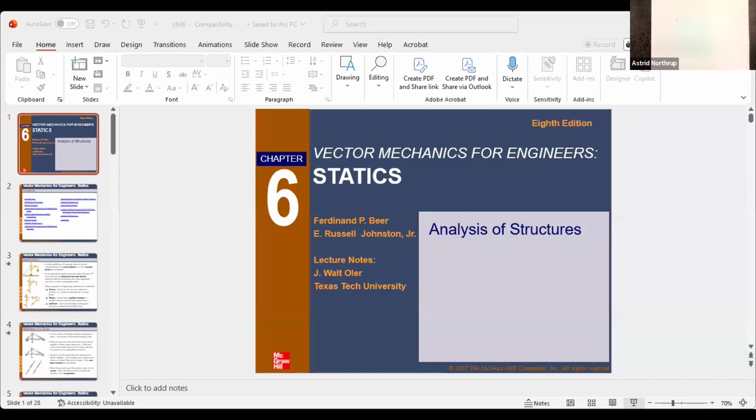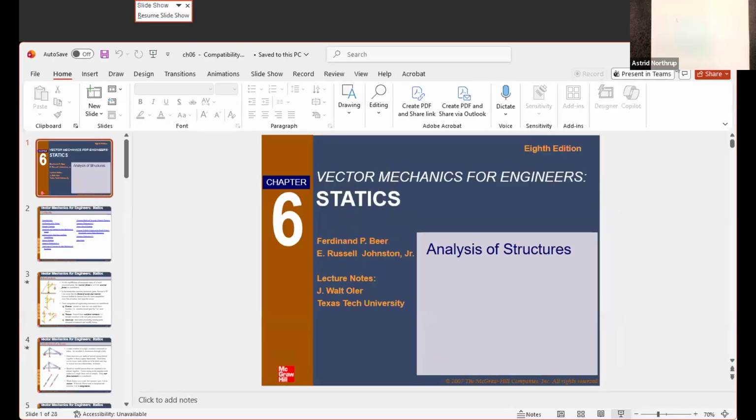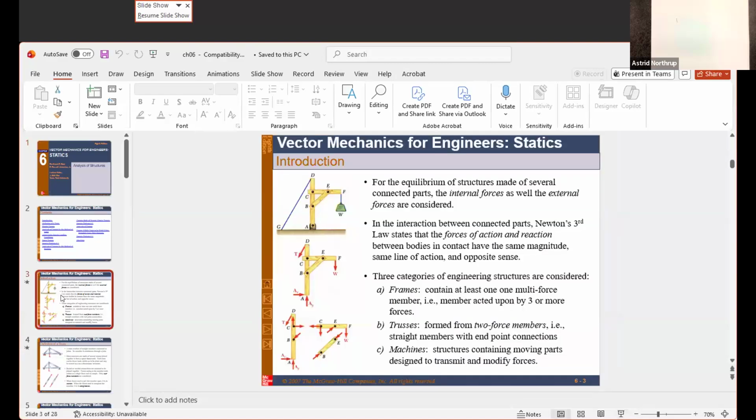So when we start talking about the analysis of structures, we already know that in order for something to sit still, you need to have the summation of forces in the x direction equal to 0, the summation of forces in the y direction equal to 0, and you have to have the moments about any point or any axis also equal to 0.